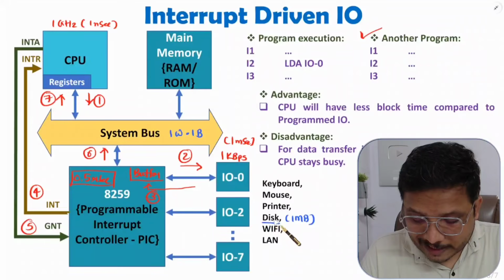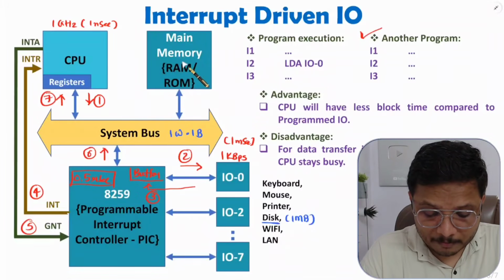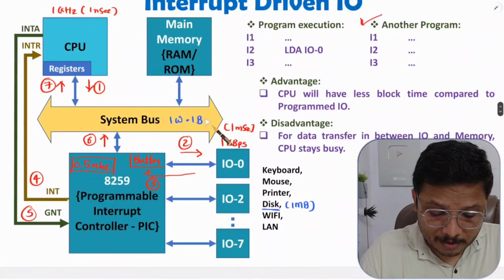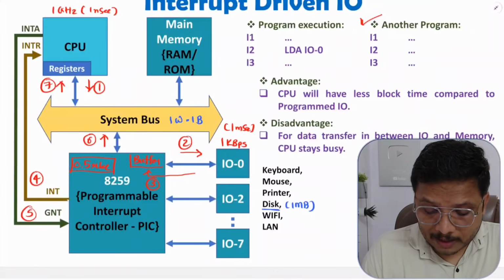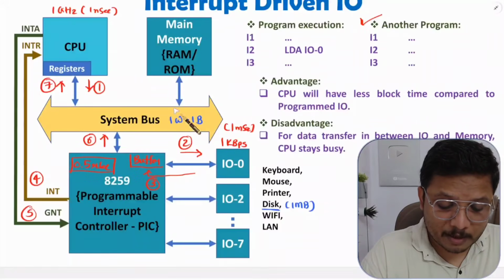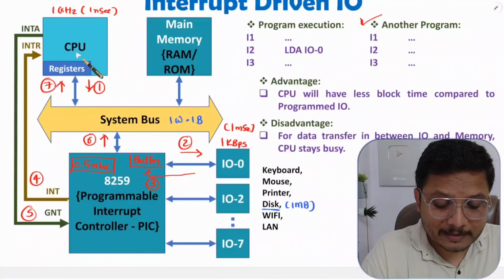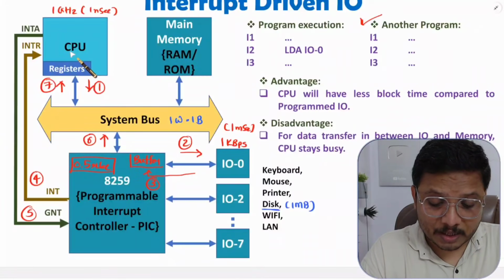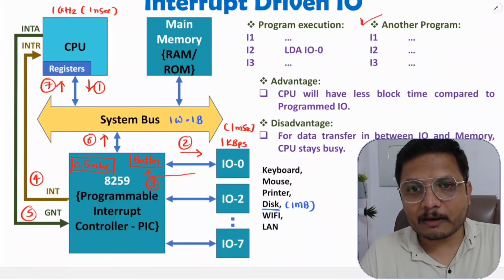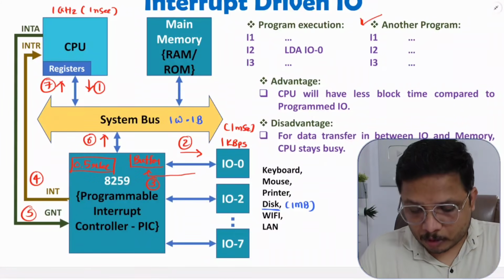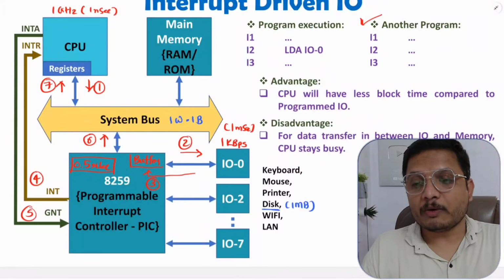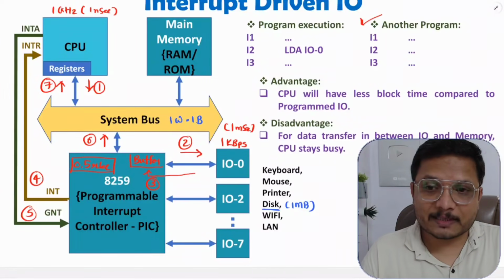So if you want to transfer this data to main memory, and we bypass the CPU's operation, then it will be very good. For example, if this 1 MB of disk data is transferred to main memory without bothering the CPU, and we allow the CPU to execute any other program, that will be an excellent thing, right? But that is not happening here with interrupt driven IO. To bypass the CPU while you transfer data from disk to main memory, you will have to understand how direct memory access functions, right?